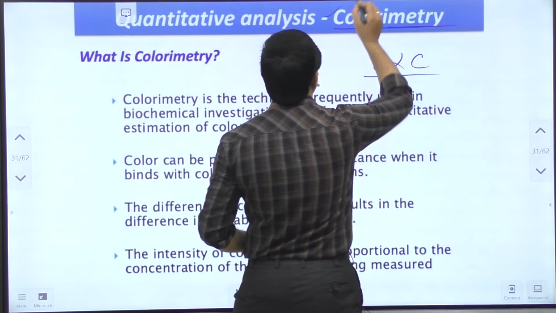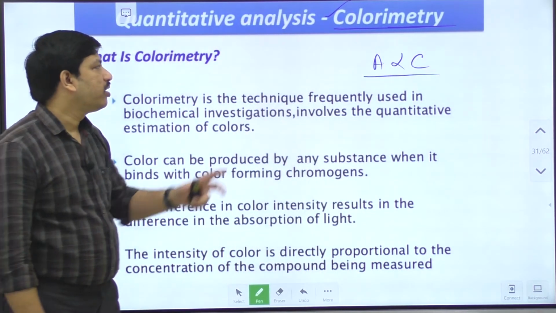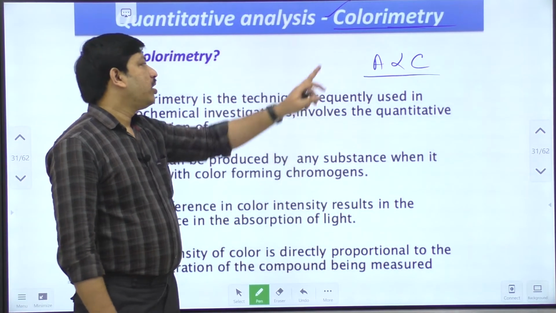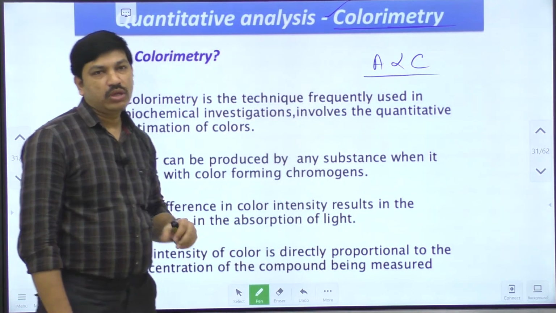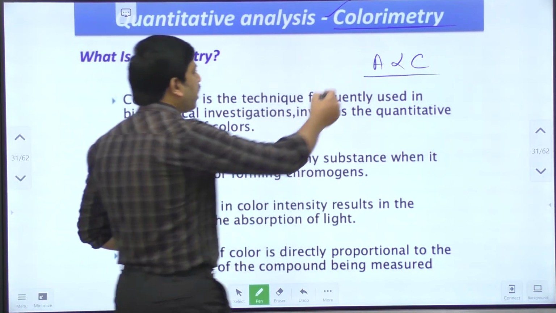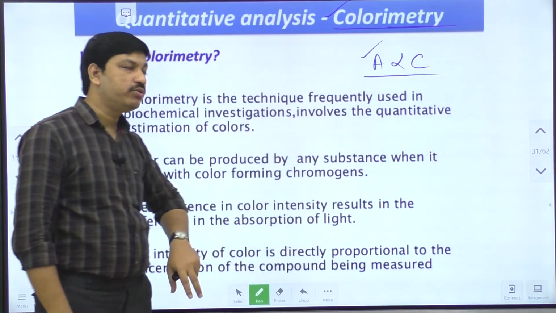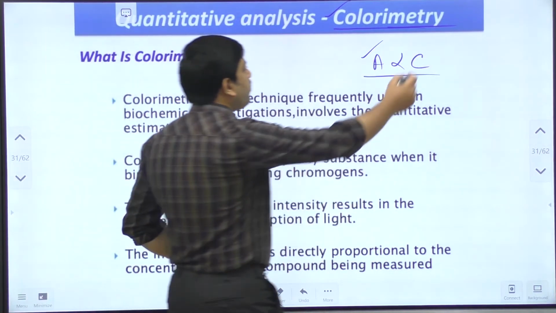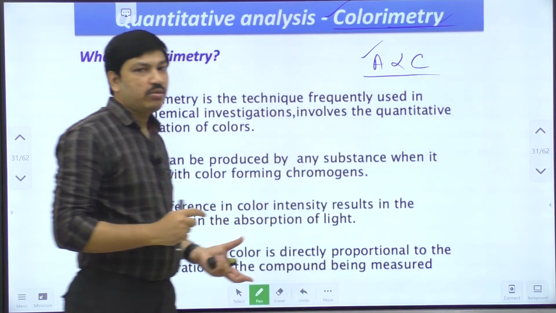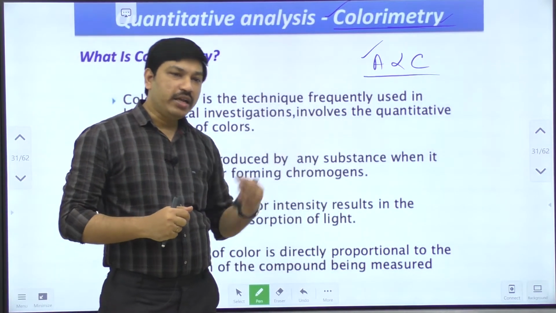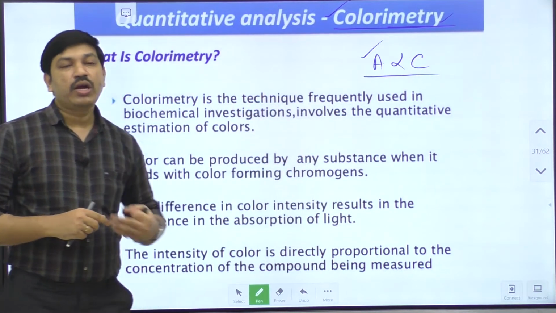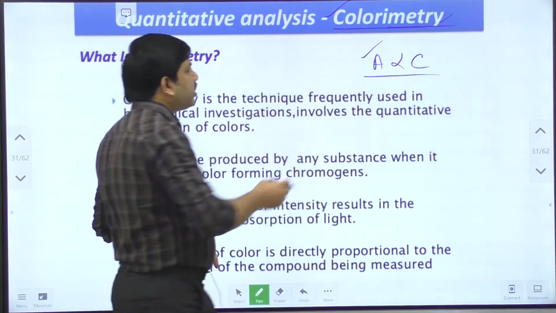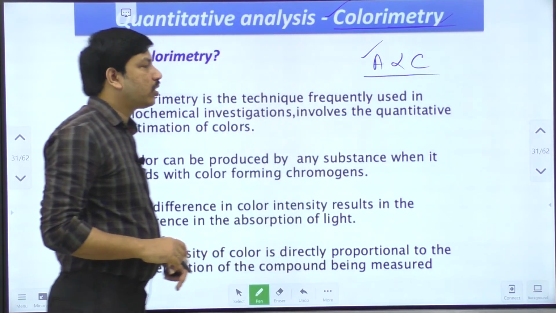So in this particular experiment, the colorimetry experiment, we determine the color intensity of the given compound in the form of absorption values. We have to measure the absorption values. So the measurement of absorption value is nothing but measurement of color. Metry means measurement, so in this experiment we depend on the color intensity. With respect to color intensity, we can identify the concentration of the unknown solution. So that is known as colorimetry.